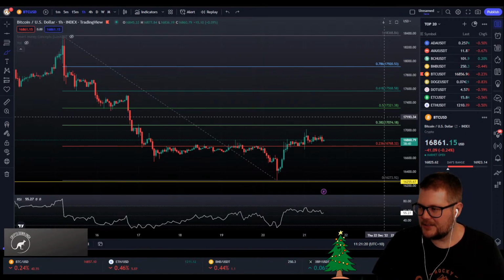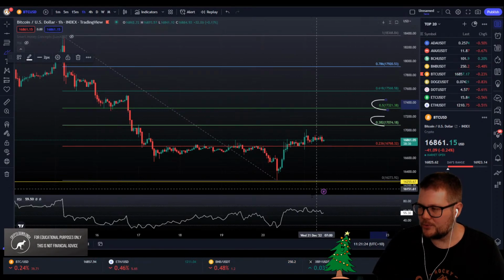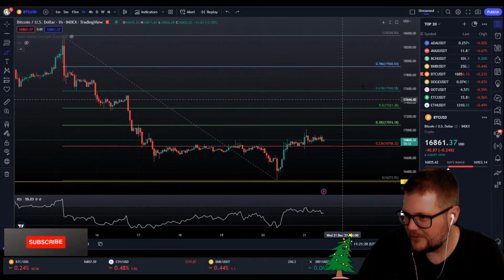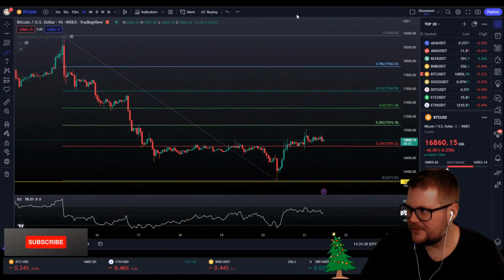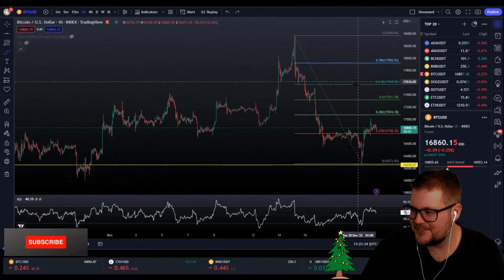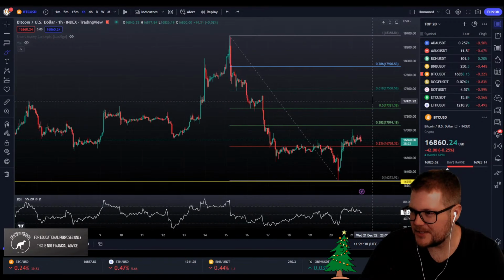But obviously these are the first ones to get past before we go up higher. So let's not get ahead of ourselves just yet. Just because those levels exist doesn't mean they're going to get hit. It's just a way to see if price is reacting off them when it gets into that zone.